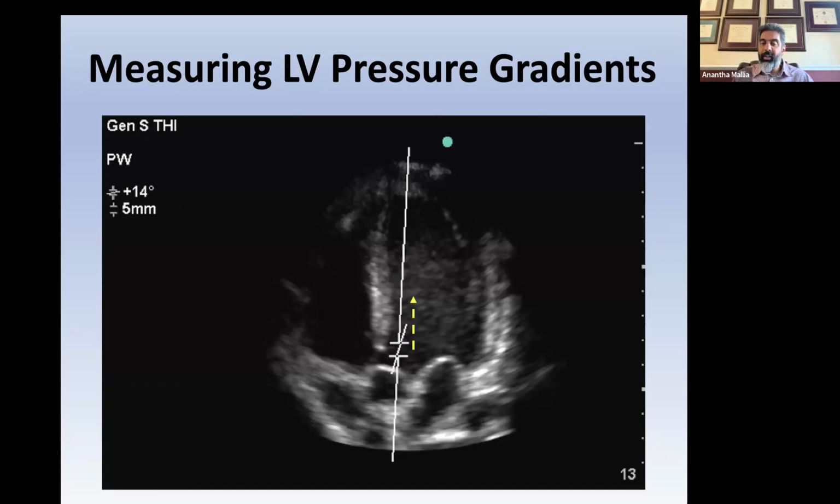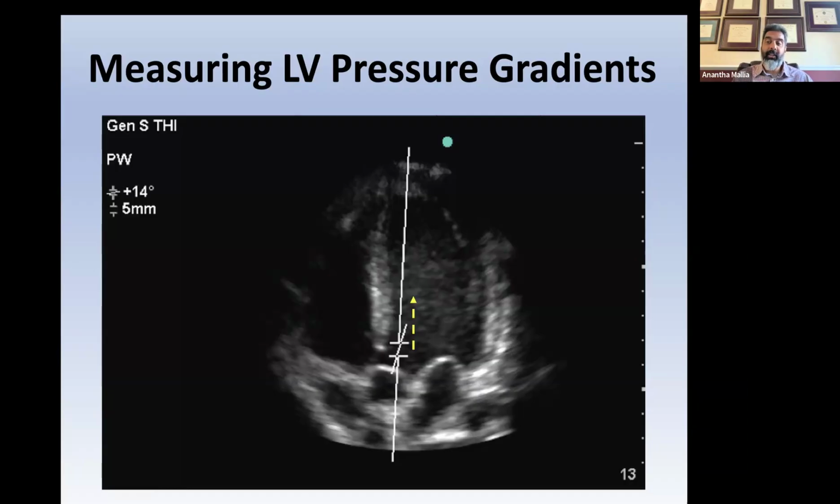Freeze it, and you're going to measure the peak velocity, and that peak velocity measurement will give you the pressure gradient. And if the pressure gradient anywhere here above the aortic valve is higher than 30, then that's suggestive of elevated intracavitary pressure gradients and HCM pathophysiology.